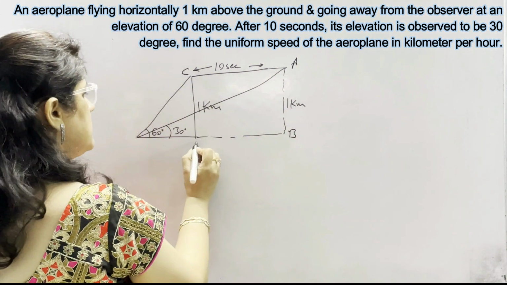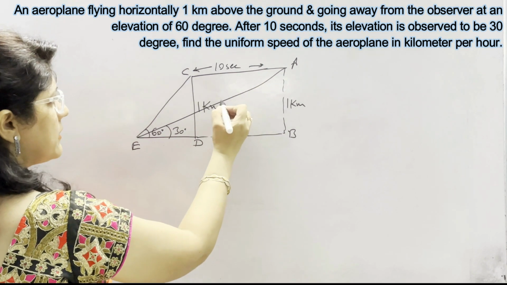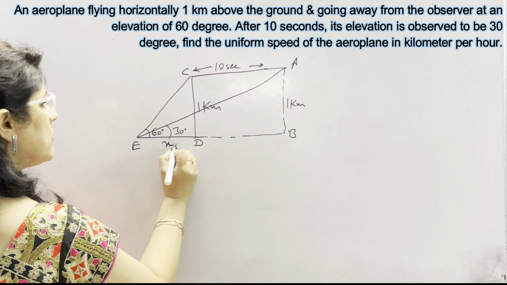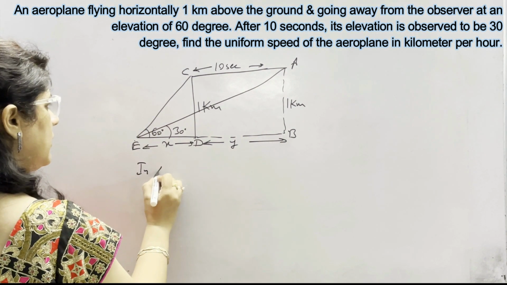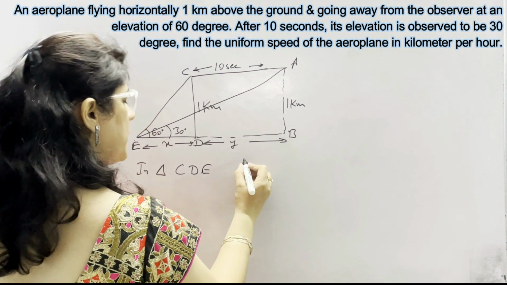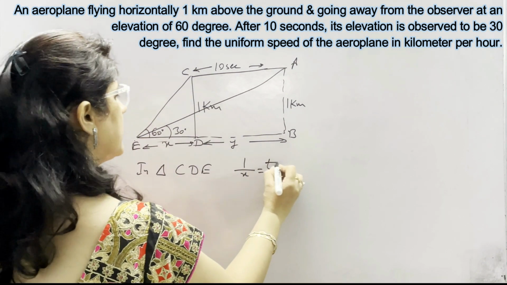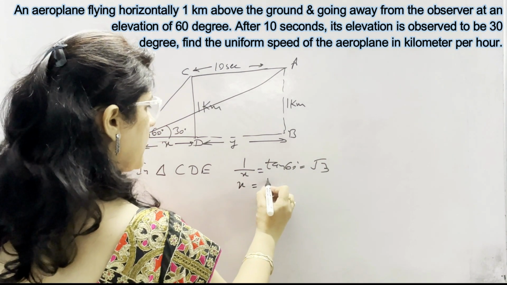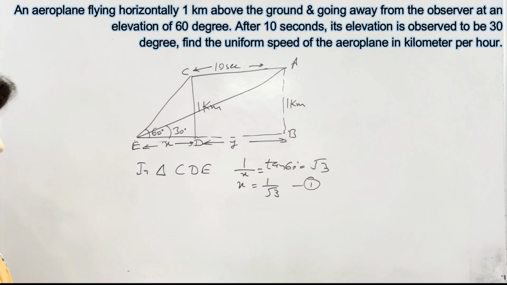A, B, C, D and E. First we are going to take this triangle and then another triangle. You can take this smaller one first. Suppose this is X and this value is Y. Now in the smaller triangle CDE, 1 kilometer is the perpendicular, the base is X, so 1 upon X, and the angle is 60 degrees. tan 60 degrees is under root 3. So X is equal to 1 upon under root 3. This is our first value.